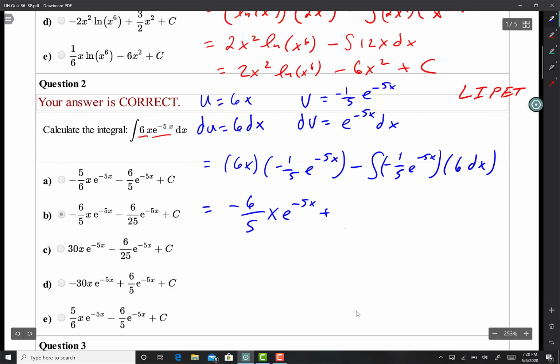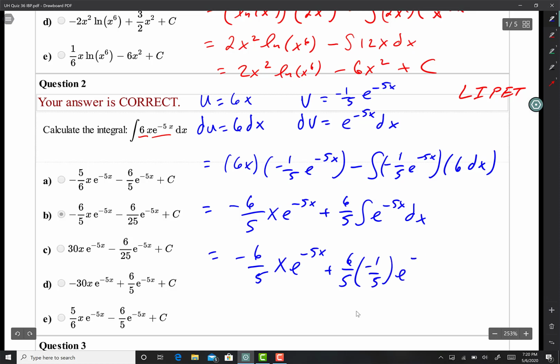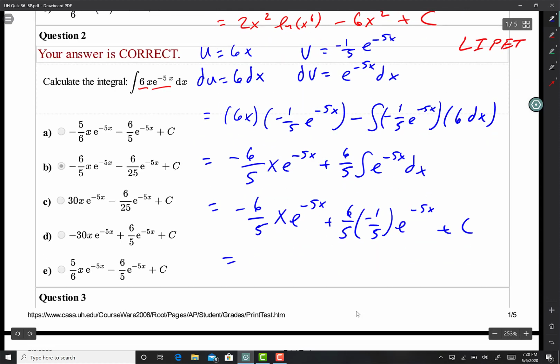Integral, maybe put the constant on the outside. So 6 over 5 integral e to the negative 5x. Oh, the x should be in the top there. dx. So let's see what we have. Negative 6 over 5 x e to the negative 5x plus 6/5 times a negative 1/5 e to the negative 5x plus c.